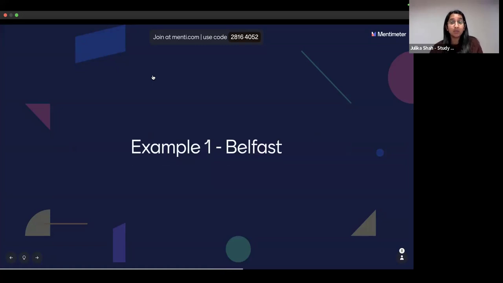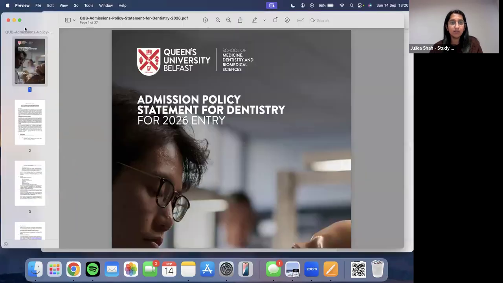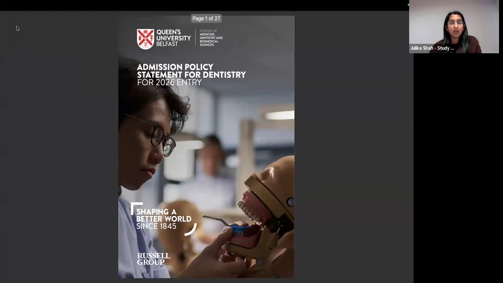So I'm just going to go through an example of Belfast University and what they might include. I'm going to flick my screen over to this, and hopefully you can see this policy. All the universities should have this. It might not be called an admission policy or statement, but if you Google a certain university like King's and type in entry requirements, they will either have a PDF document like the one I'm looking at right now, or a website that provides entry requirements and information about the way their course is structured. So it's an important thing to look at when you're deciding which universities to apply to.